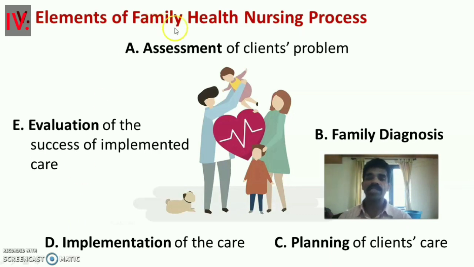So the elements or components of family health nursing process include family assessment, that is assessment of client's problems; family diagnosis, that is diagnosis of various problems of the family members; then planning of clients' or family members' care, that is intervention; then implementation of the planned care; and the last component is evaluation of the success achieved after implementation of the care. So let us discuss in detail the elements of family health nursing process in this video.